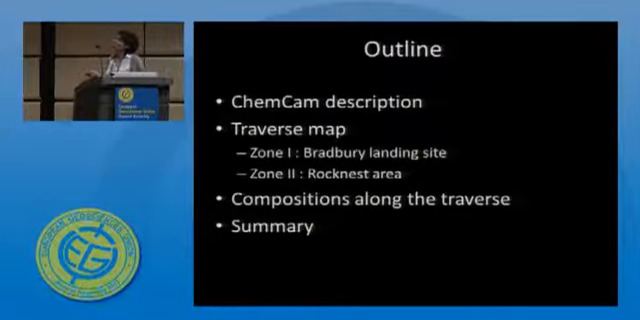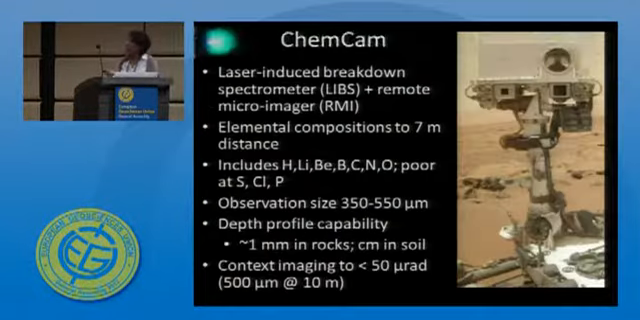So the outline is quite simple. First of all, I will describe the ChemCam instrument briefly. In a second part, I will show you the traverse map and how it's possible to distinguish on the lithologic and textural rocks argument two different zones, Bradbury landing site first and then rock nest area. Then we will see the compositional variation along this traverse, precisely between these two zones. And finally, I will summarize the most outstanding results we get thanks to our analysis with the ChemCam instrument.